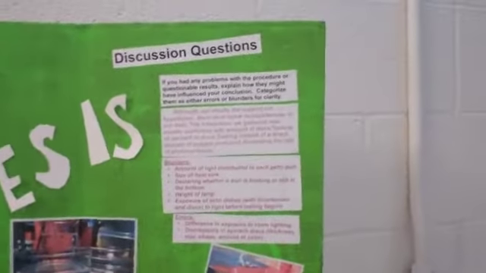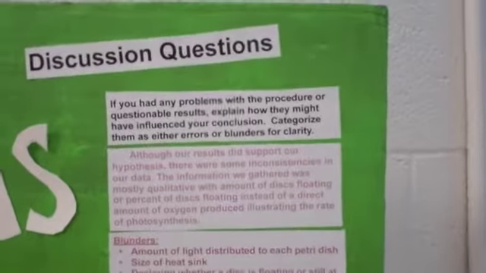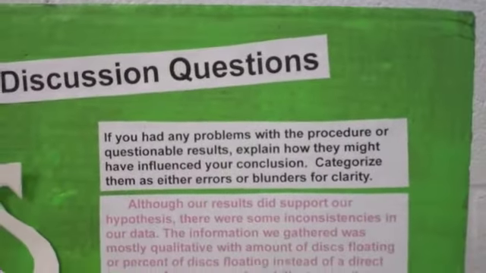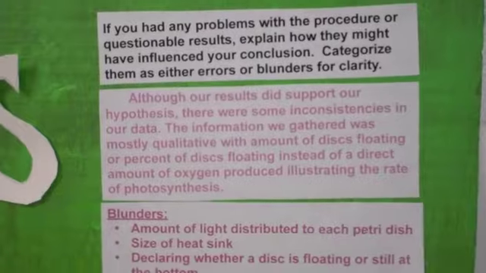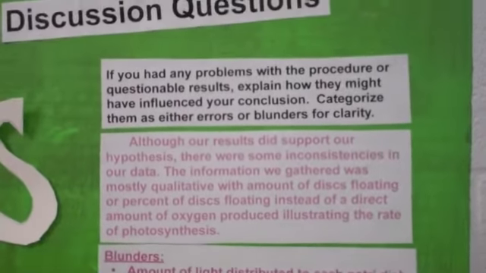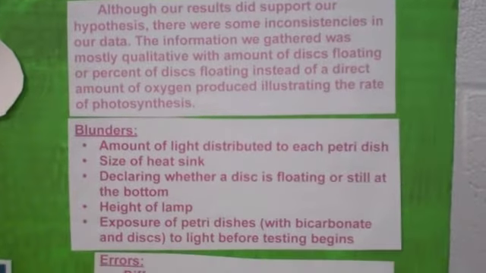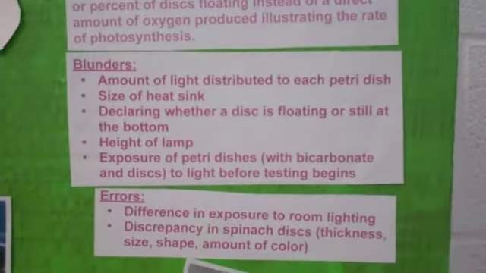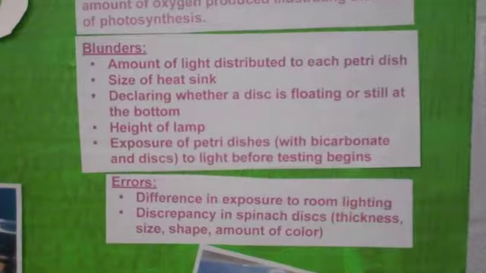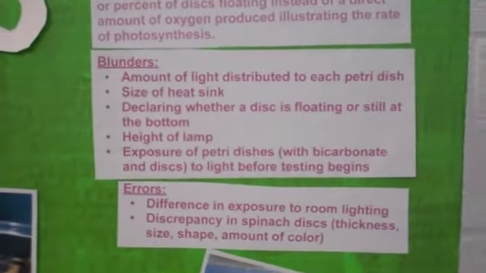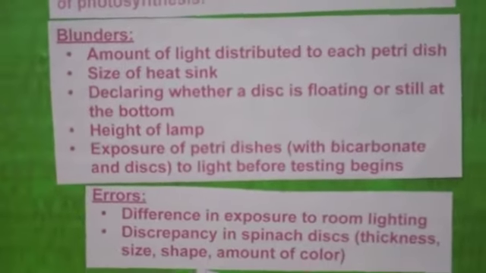The information we gathered was mostly qualitative, with amount of disk floating or percent of disk floating instead of a direct amount of oxygen produced illustrating the rate of photosynthesis. Some of our blunders were the amount of light distributed to each Petri dish, the size of our heat sink, declaring whether a disk is floating or still at the bottom, the height of the lamp, the exposure of Petri dishes with bicarbonate and disk to light before the testing began.